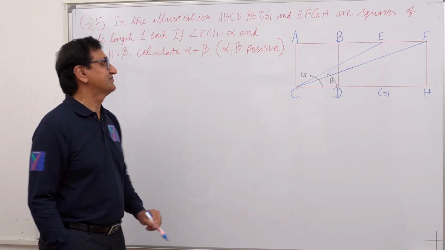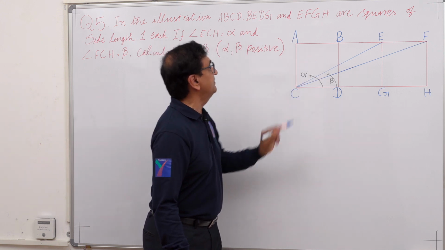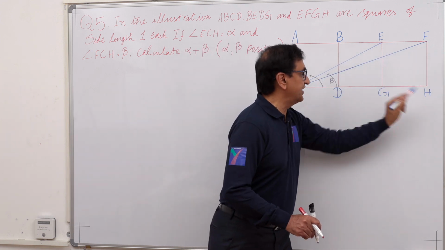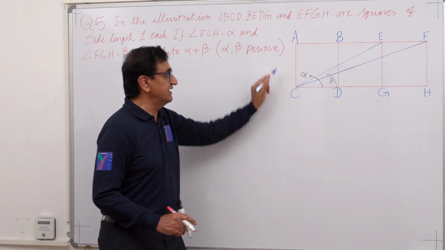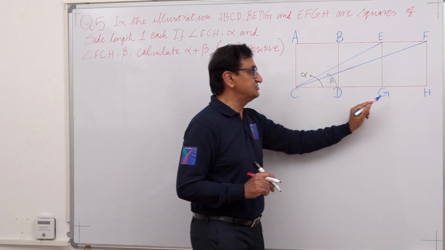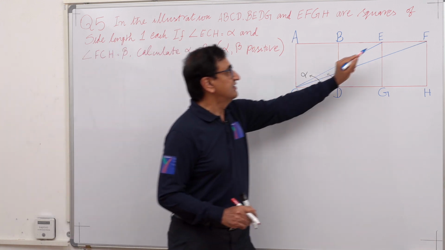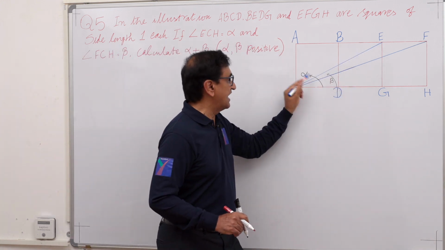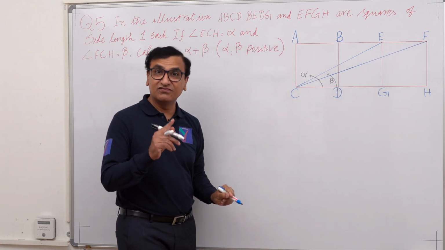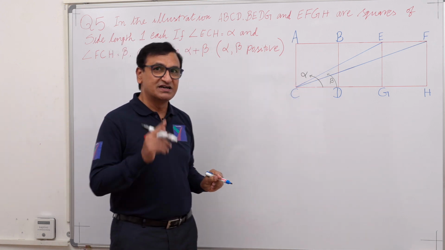Let's look at question number 5. In the illustration, ABCD, VEDG and EFGH are all squares, and the side length of each square is 1 unit. That is, AC is 1 unit, CD, DG, GH, HF, etc. are all 1 unit each. If the angle ECH is alpha and the angle FCH is beta, calculate alpha plus beta. What is also given is that alpha and beta are positive, that is, they are measured counterclockwise.